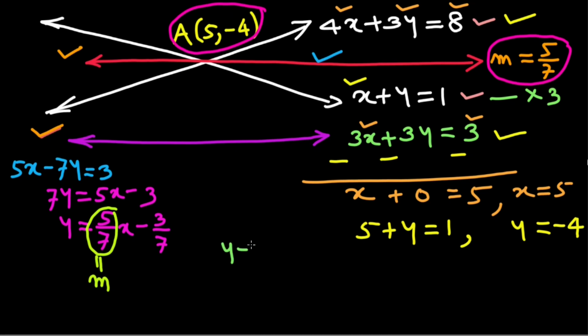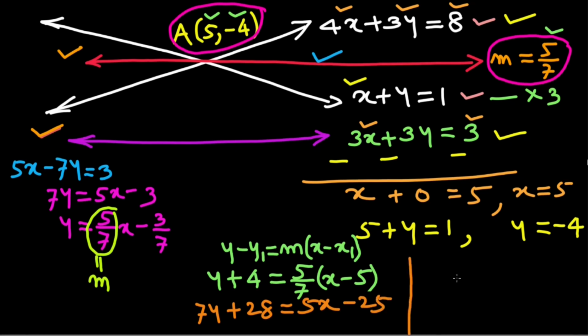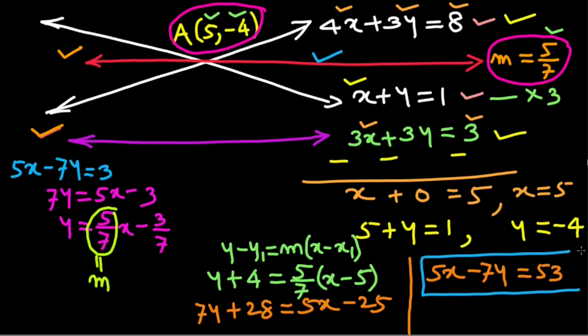So we write y minus y1 is equal to m into x minus x1. So it will be y plus 4 equals m, which is 5 by 7, into x minus x1, which is 5. It will be 7y plus 28 equals 5x minus 25, which will be 5x minus 7y equals 28 plus 25, which is 53. Therefore 5x minus 7y equals 53 is the equation of this required line.